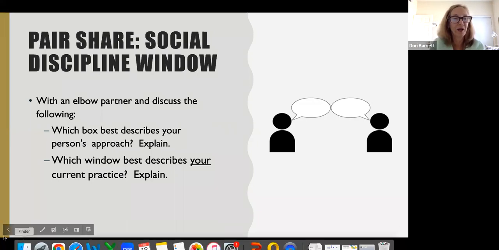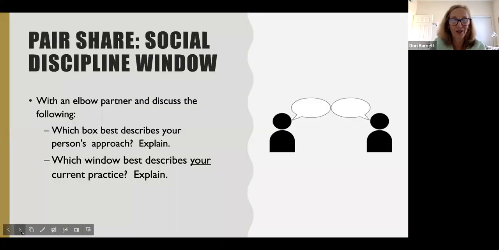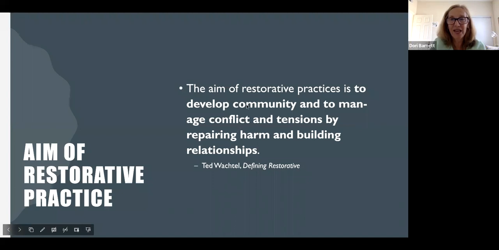And we're all on the path to becoming more restorative. I know there are times for me where I just want to be permissive and let things go. Sometimes that's appropriate if a student's in a crisis. You're going to be more caring. And then there are some students I want to be more controlling with because I feel like they need that structure. But it's a path to restorative. So, with that being said, the aim of restorative practice is to develop community and manage conflict and tensions by repairing harm and building relationships. So it's this yin yang of support along with control.